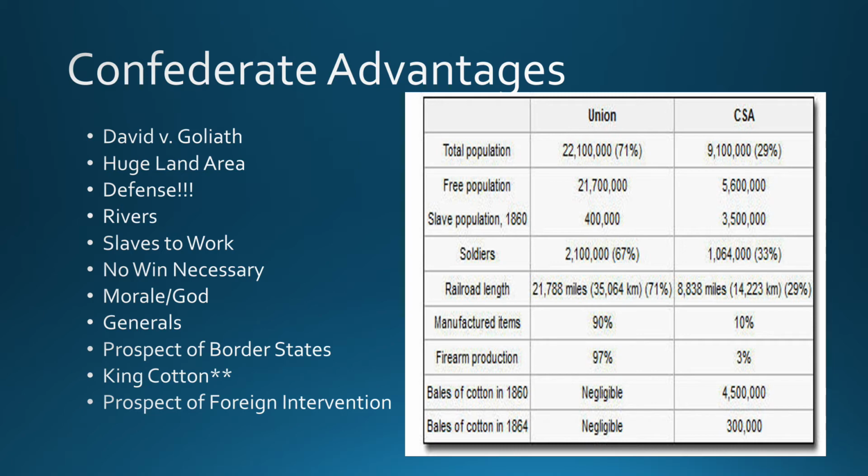And this graphic, by the way, is similar to the other ones I've shown you. But the big thing that I do want to note is that cotton, obviously, is going to be a massive Confederate advantage. But you'll see here that by the later part of the war, things will decrease.